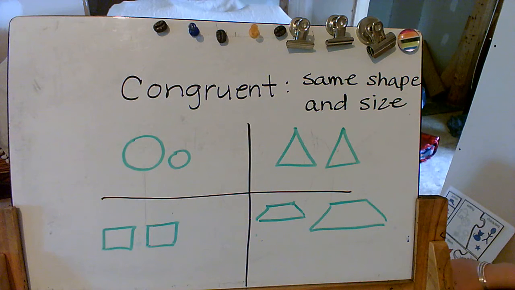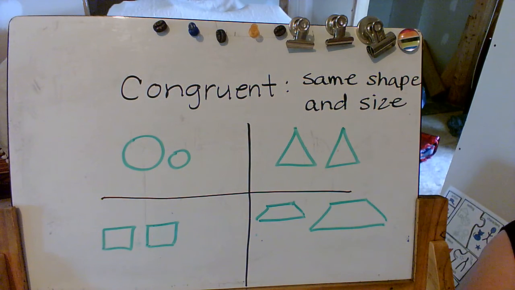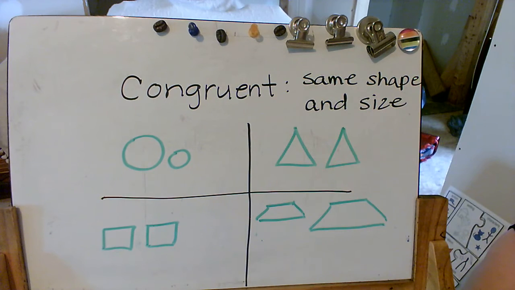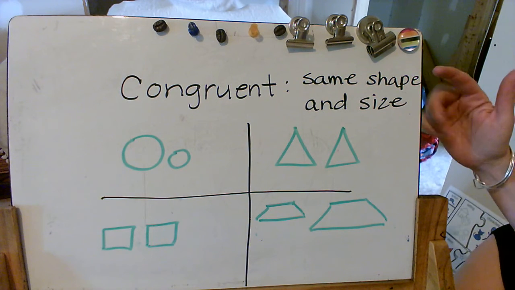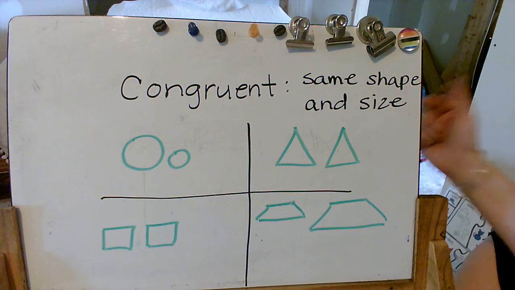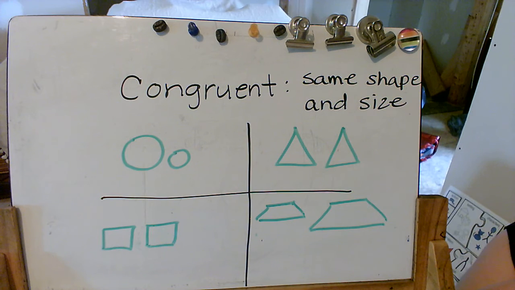All right, we're going to talk about another vocabulary word from our geometry unit. Geometry is the study of shapes and angles. We talked about quadrilateral, meaning a 4-sided shape. Today we're going to talk about the word congruent. The word congruent means that shapes have the same shape and size. If you're looking at 2 shapes and they're the same shape and the same size, you would say yes, they are congruent. If they're different sizes, they are not congruent.